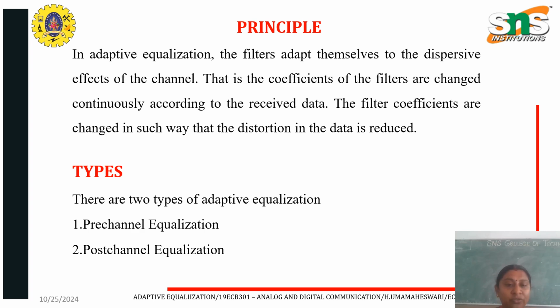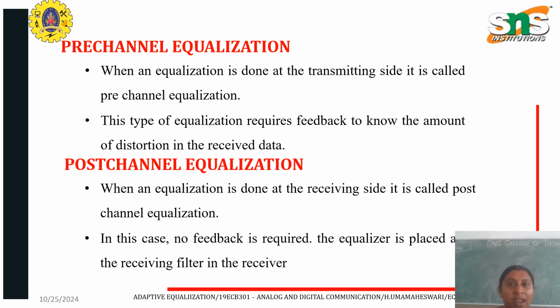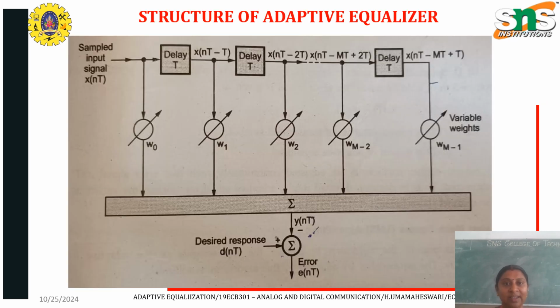There are two types of adaptive equalization. One is pre-channel equalization and another is post-channel equalization. In pre-channel equalization, if the equalization is done at the transmitting end, we call it pre-channel equalization. This type requires feedback to know the amount of distortion in the received data. In post-channel equalization, the equalization is done at the receiving end. Here no feedback is required. The equalizer is placed at the receiving filter in the receiver.